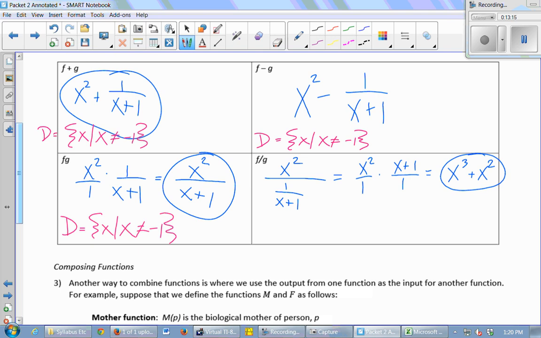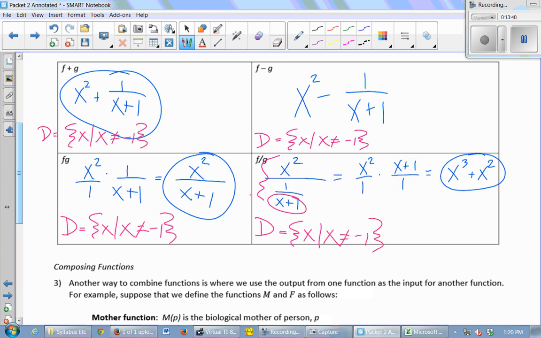It looks like the domain has no restrictions, right? X cubed plus x squared has no restrictions on it. But that's a simplified version of f over g, right? F over g is this thing right here, and it's got an x plus 1 in the denominator. So the domain is still the set of all x's such that x cannot equal -1.